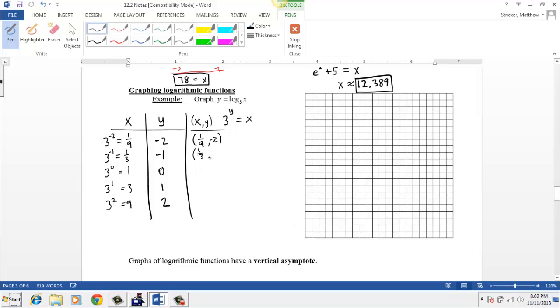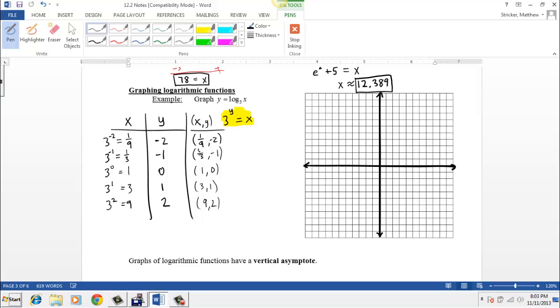We have 1/3, -1, we have 1, 0, we have 3, 1, we have 9, 2. See how much easier it is to come up with the points if you put it into exponential form first and work kind of backwards? Because remember, the exponential and logarithmic forms are related to each other. So it's much easier to think about them in terms of exponential form in most cases.